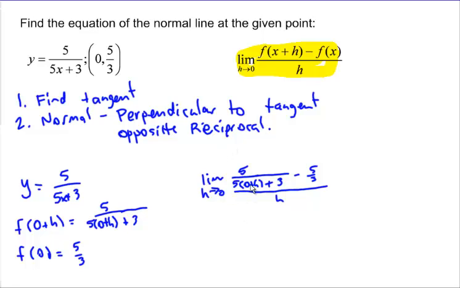Simplify the top just a little bit. Especially the denominator simplifies fairly easily. Distribute your 5 in, and then whatever you have left over you can add to 3. This gives us the limit as h goes to 0 of 5 over 5h plus 3 minus 5/3 all over h.